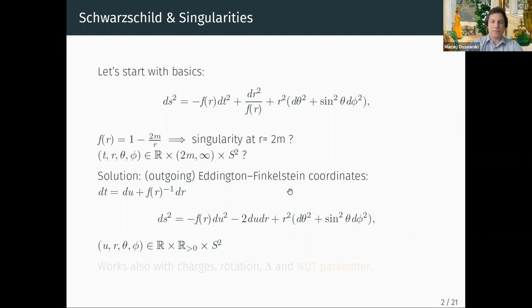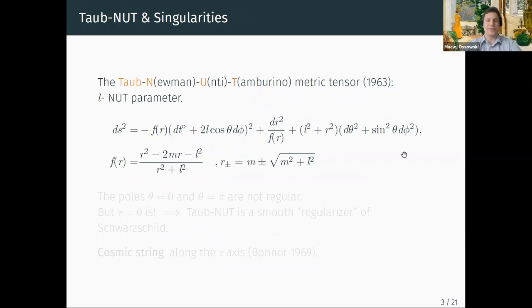And of course, some extension of the Eddington-Finkelstein coordinates would work also if you change the particular form of this function f. So if you include charges, cosmological constant, or even the NUT parameter that I will introduce in a minute, and even some generalization works if we include something like the Kerr rotation parameter. So we know how to deal with horizons. So what other kind of singularities can we encounter?